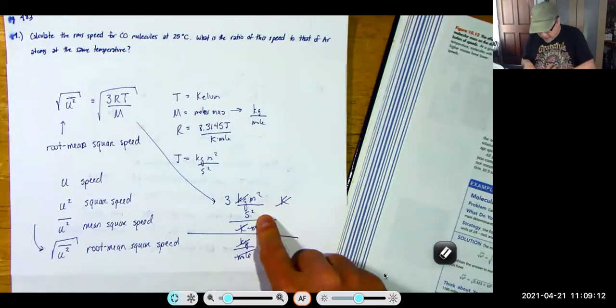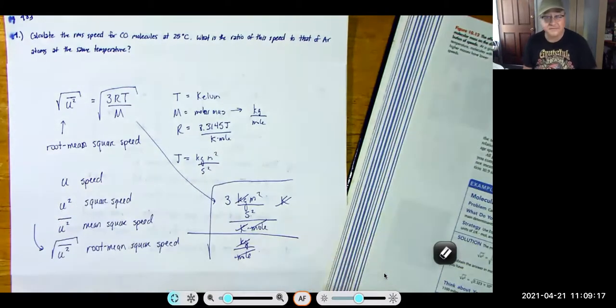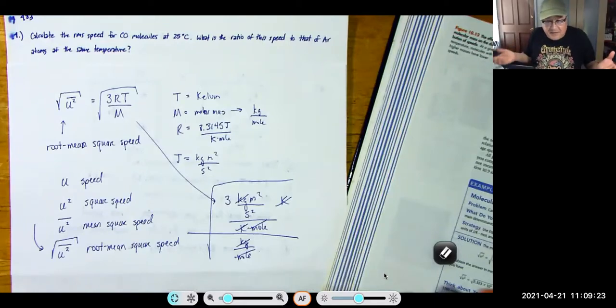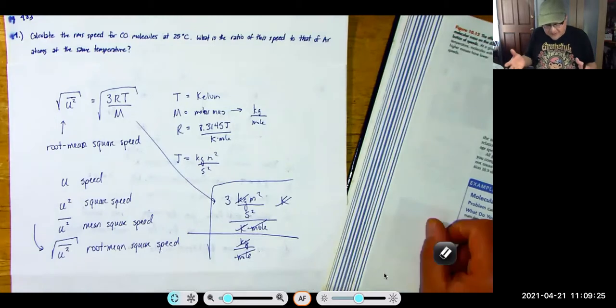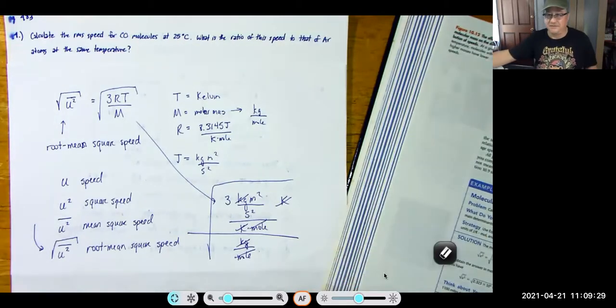Yeah. And what happens when you take the square root of meters squared over seconds squared? The squares go away. You get meters per second, right? Yeah. And meters per second sounds like a velocity, right? Yeah. So basically the average velocity, but not really. It's the root mean square velocity.